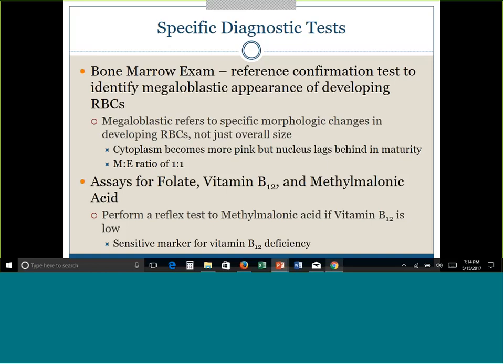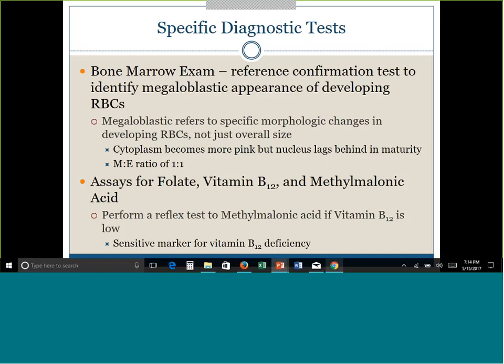So it looks very off. They don't look like they go together. Like your cytoplasm will look mature, but your nucleus looks like it's still back in the first stage. And so that's what we term a megaloblastic appearance to the red cells in the bone marrow. And that's kind of what they named the anemia for then. That M to E ratio 1 to 1, we're going to discuss that ratio thing in a minute in another PowerPoint, so I'm not going to worry about that here.